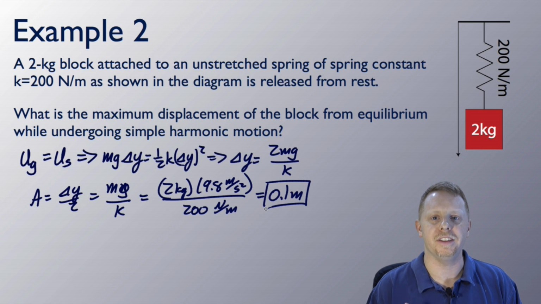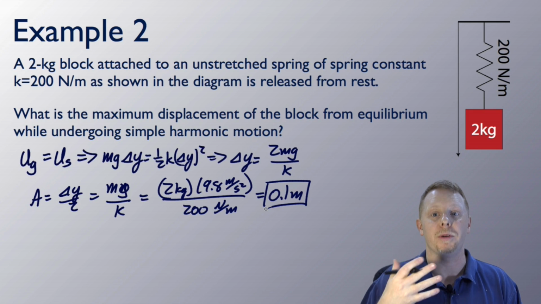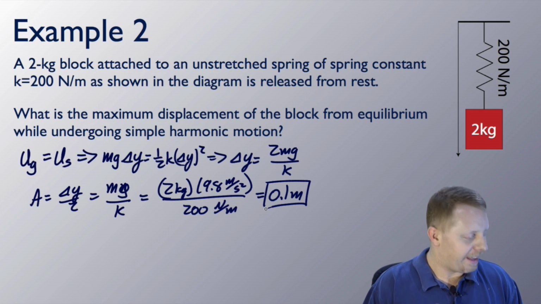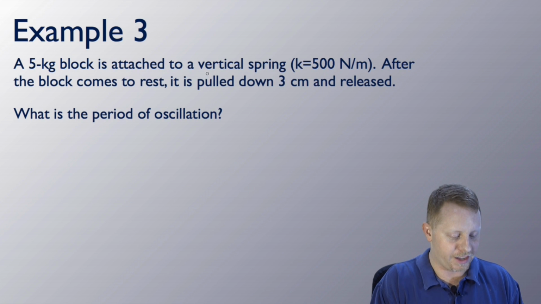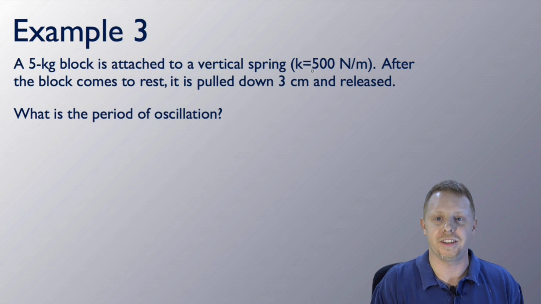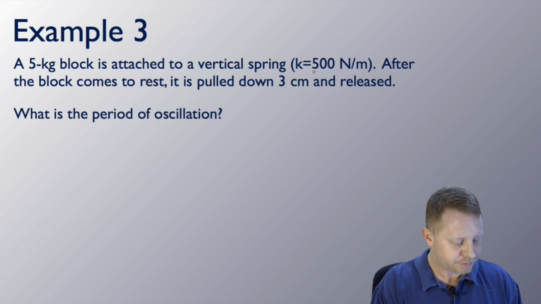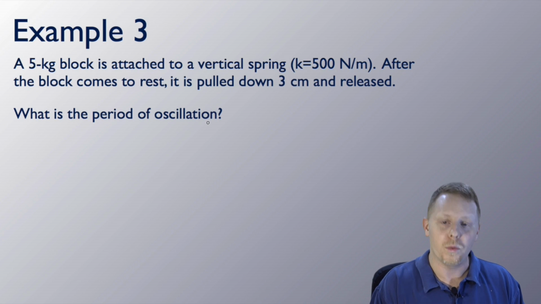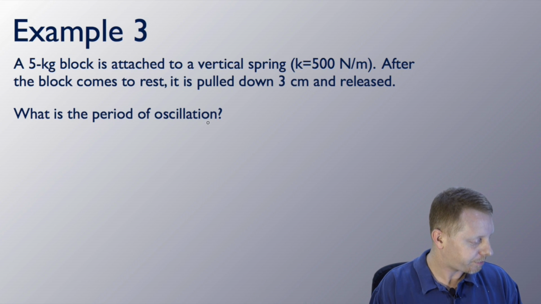All right, so we took this now, we had our spring, and then we dropped it, and we were able to calculate how far it's going to fall. Okay, let's do another one. A 5 kilogram block is attached to a vertical spring of spring constant 500 newtons per meter. After it comes to rest, it's pulled down 3 centimeters and released. What's the period of oscillation?